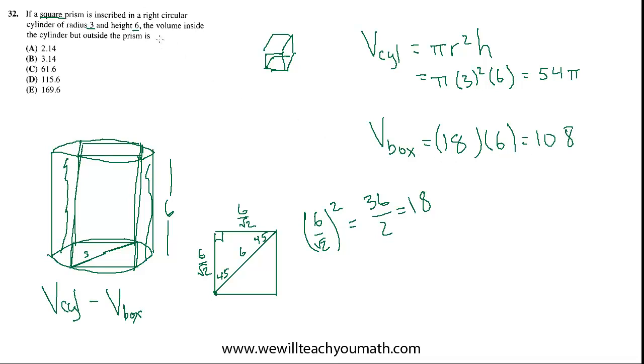So now to answer their question, the volume inside the cylinder but outside the prism is 54 pi minus 108. And if you put that in your calculator, you will get 61.6. C is the answer.